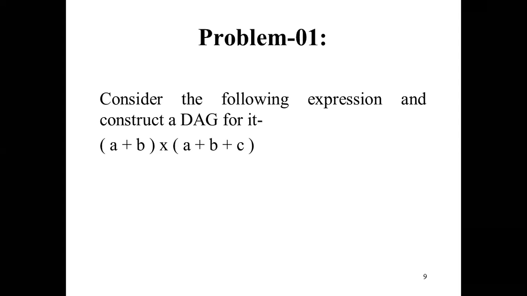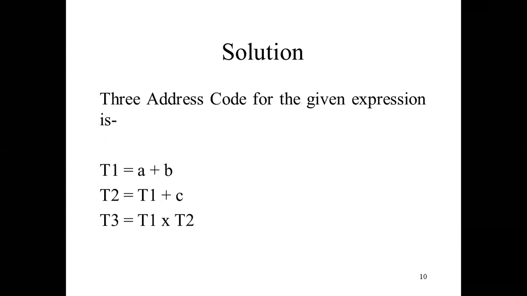So now how will you proceed? Just see here, we will first write the three address code for the given expression. If any expression is given, then first you have to write the three address code. So we are using a plus b is equal to t1. We are considering the temporary variable. We are using the method of three address code.